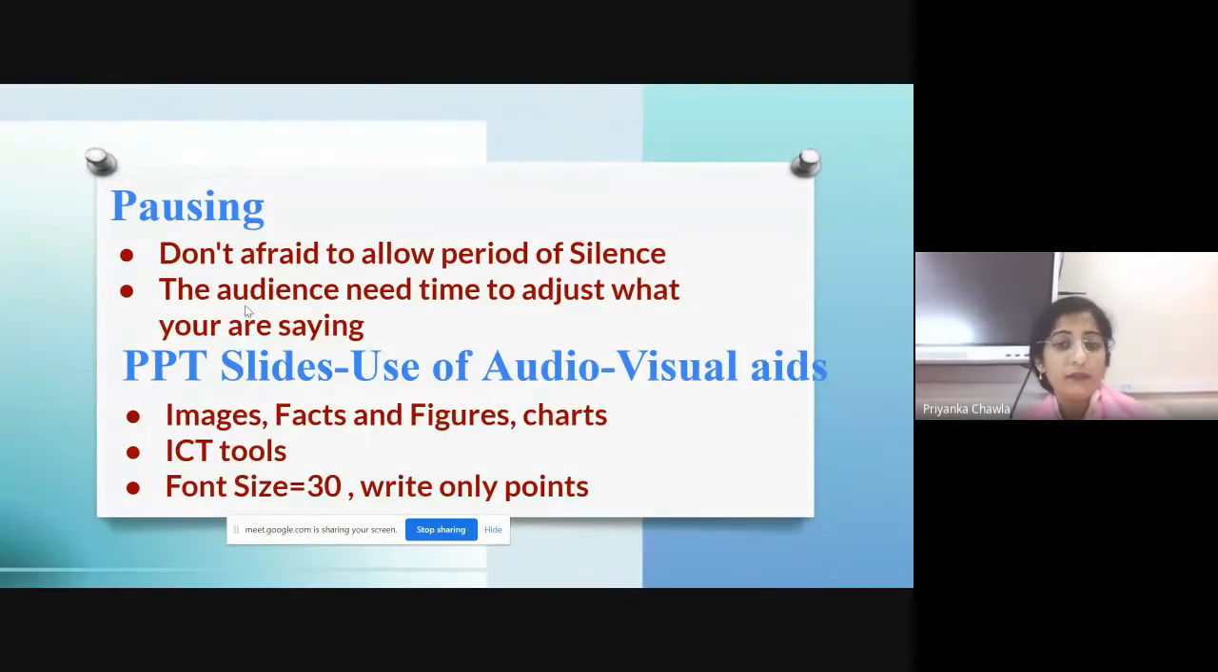PPT slides, use of audiovisual aids are also applied. Use as many images, facts and figures, charts as possible to prove what you are going to say. Use of ICT tools that I will be incorporating in this session. There are different types of ICT tools available. The font size should be 30. It should not be below 30, otherwise the audience cannot see it properly. Write in bullet points.